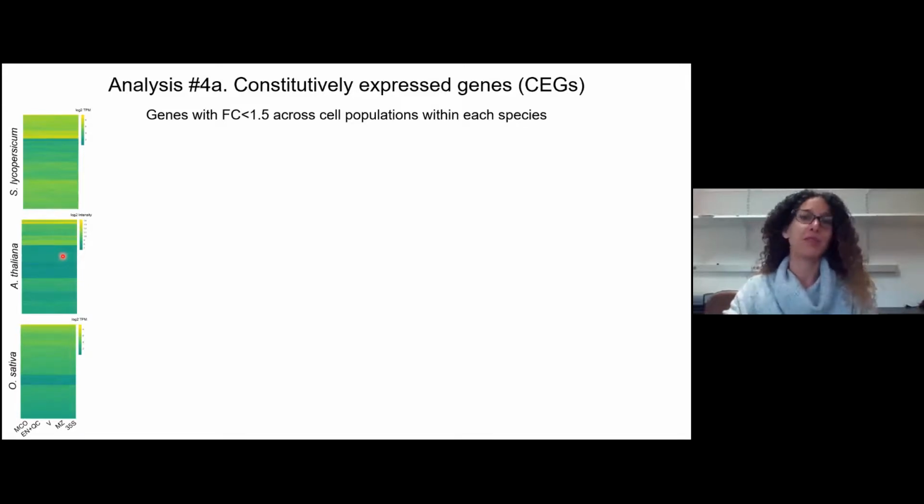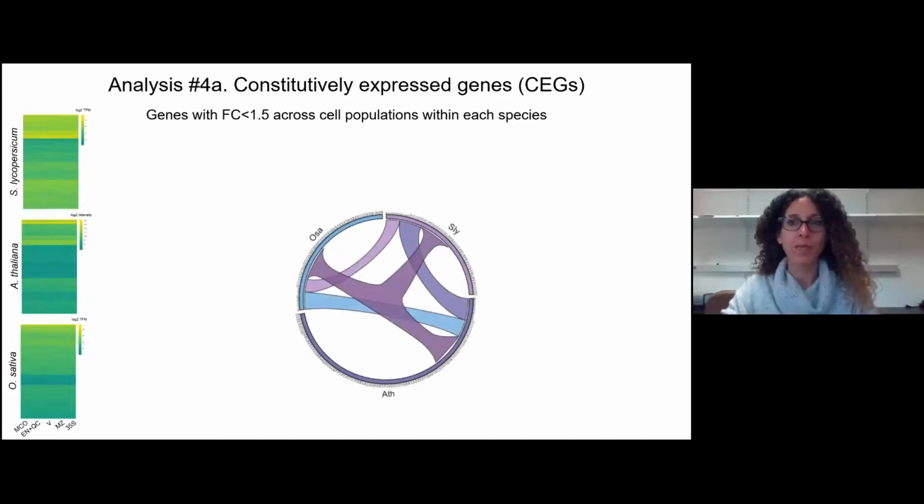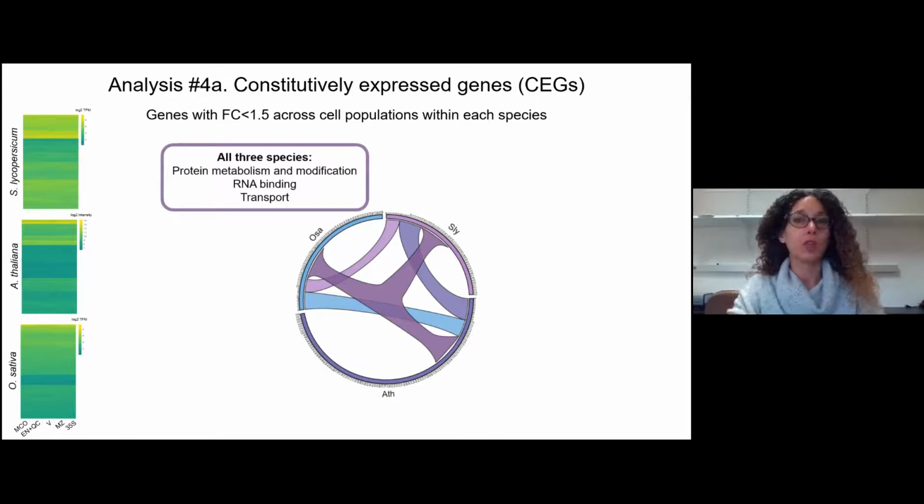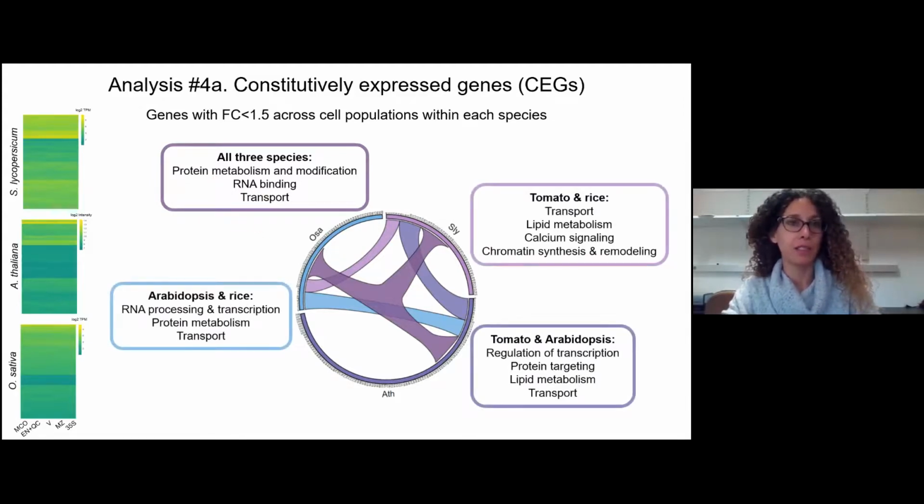We then performed enrichment analysis and tested the overlap of these enriched terms. This circos plot shows the number of enriched terms within each species and the proportion of the overlaps either between all three species or between two species. In concordance with the literature, overlapping ontology terms are involved in housekeeping functions, including protein metabolism and modification, RNA binding and processing, and chromatin organization.